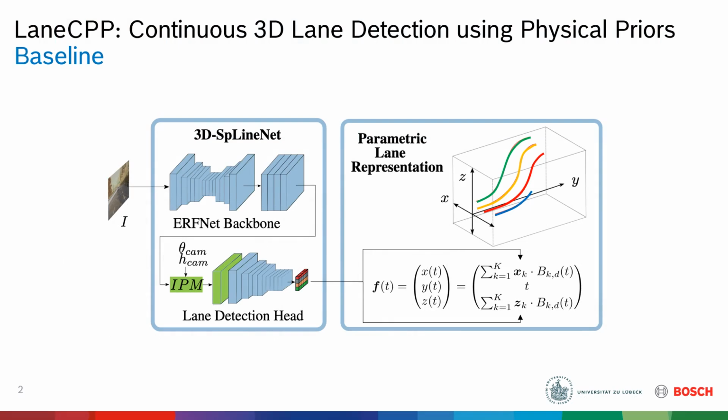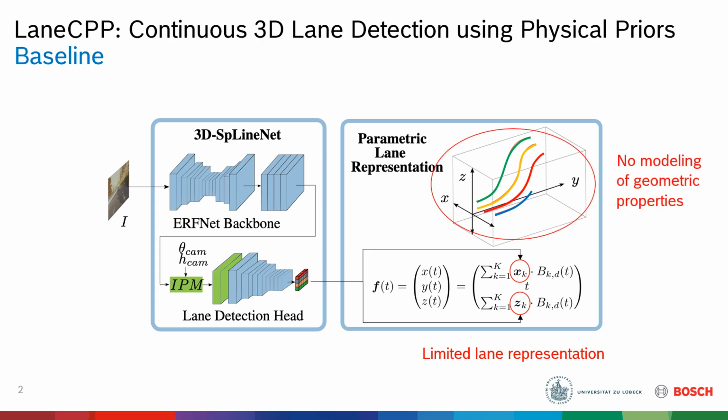Here we show an overview of the method from our last paper 3D SplineNet, which we treat as our baseline. While 3D SplineNet performed state-of-the-art on synthetic data, we observed difficulties when applying it to real data due to several shortcomings. First, the line representation only models the lateral x and height z direction, which limits the representation to lanes progressing in the driving direction.